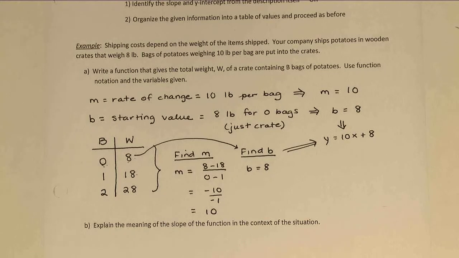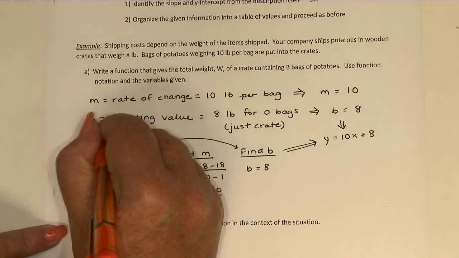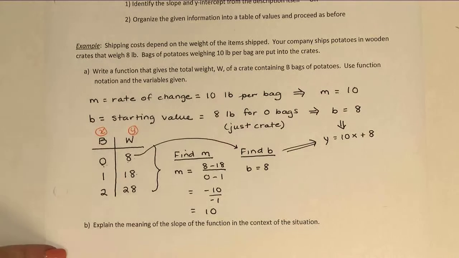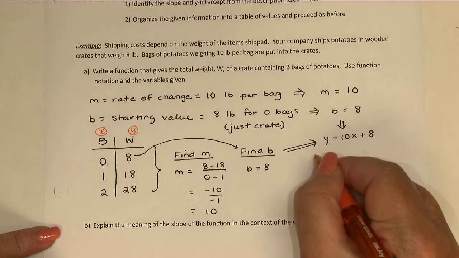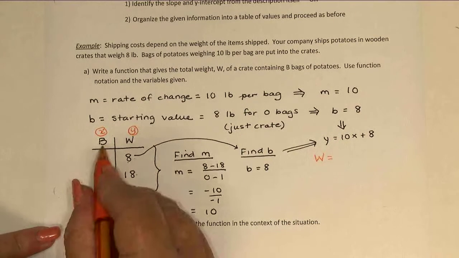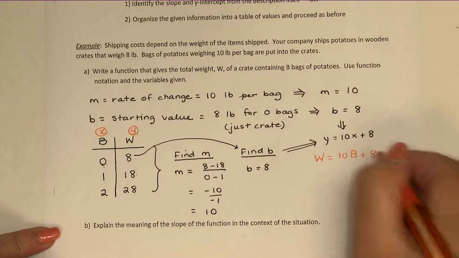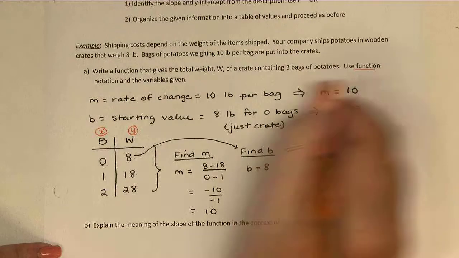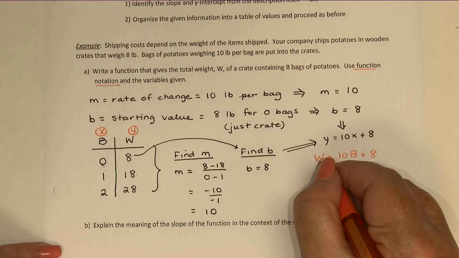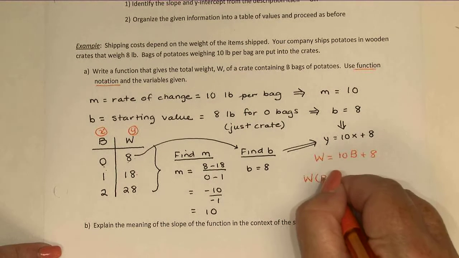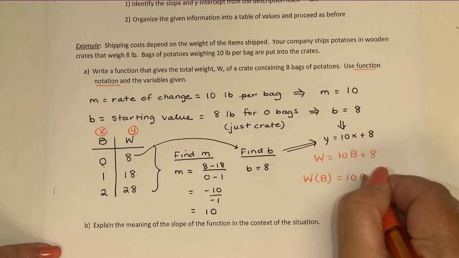Either way, whichever way is easier for you to think about it is just fine, but they're both good skills to have. All right, let's finish this part of it by going ahead and changing to the variables. In this case, our B value is the x, and the W is the y. So our final answer, instead of y, I'd have W, the weight, and instead of x, I'd have B for the number of bags, like so. And in function notation, W depends on B, or W is a function of B, is equal to 10B plus 8.